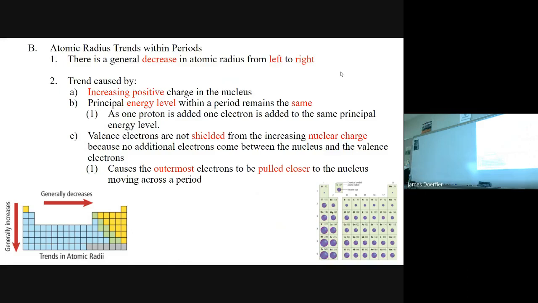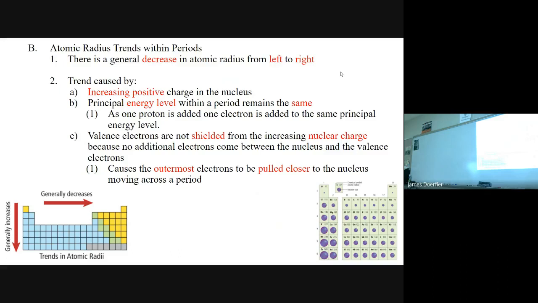And as you stay in the period, the principal energy level remains the same. As one proton is added, you have one electron added to the same principal energy level. But then this is where the idea of valence electrons comes into play. We've talked about valence electrons quite a bit.